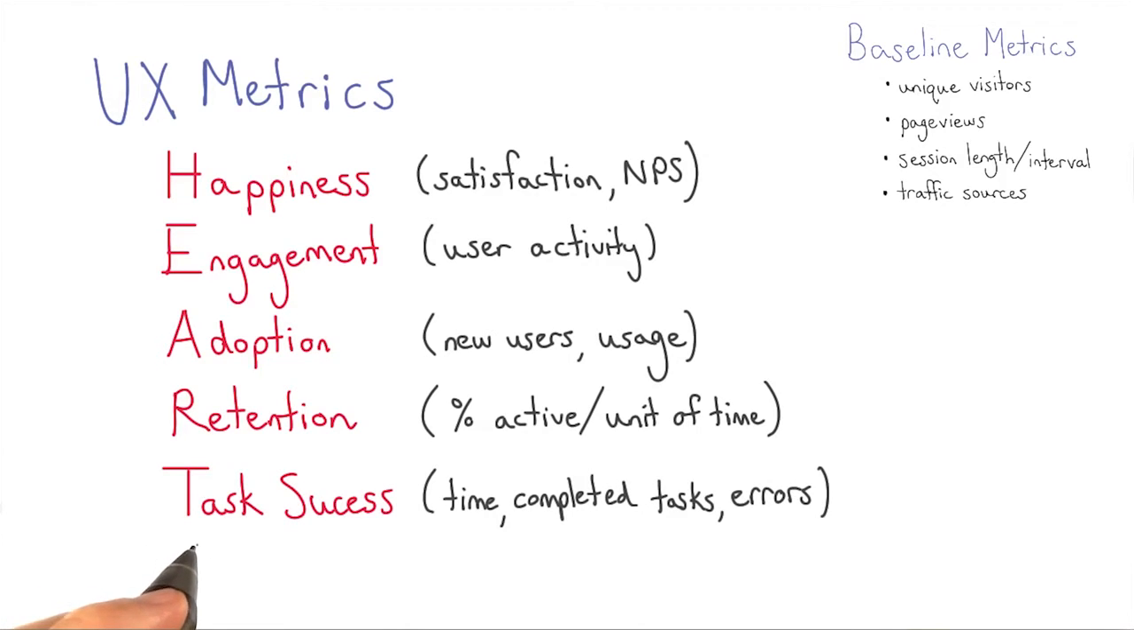Finally, the last category is task success. These types of metrics are related to traditional behavior metrics, such as efficiency, time to complete a task, effectiveness, which is percent of completed tasks, and error rate.